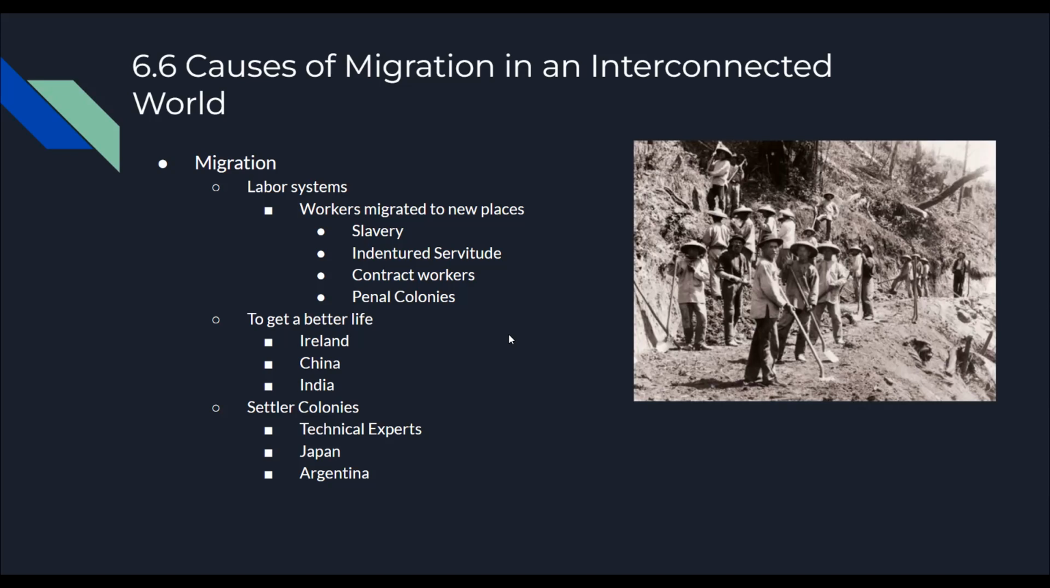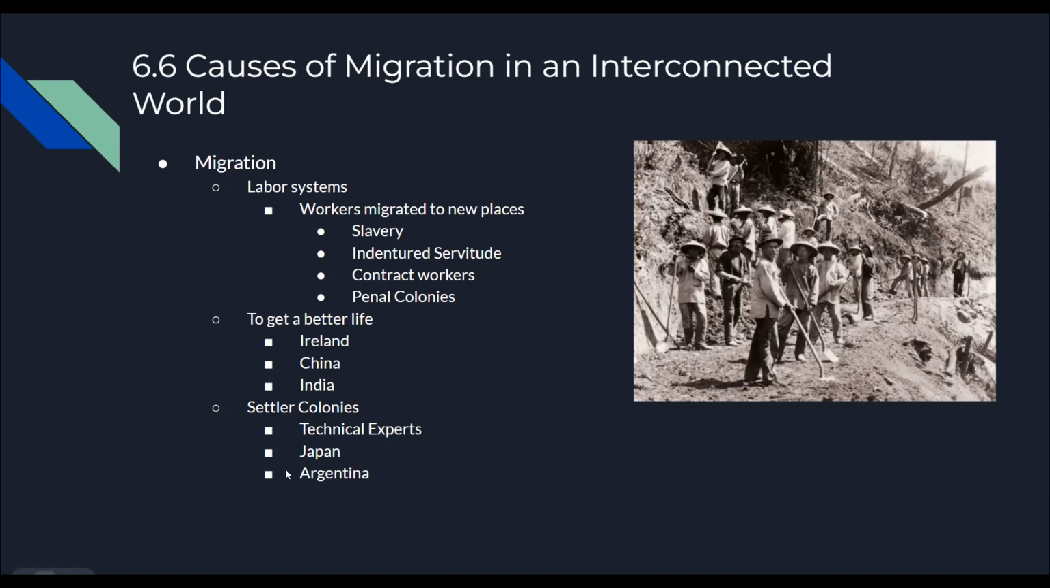Some people also migrated in order to get a better life. Examples of people in countries that did this were in Ireland, China, and India. This picture is the Transcontinental Railroad in the United States. It was mainly built by Chinese immigrants who moved to the United States in the 1840s during the gold rush. Without the 20,000 immigrants that helped create it, the West Coast wouldn't be like it is today.